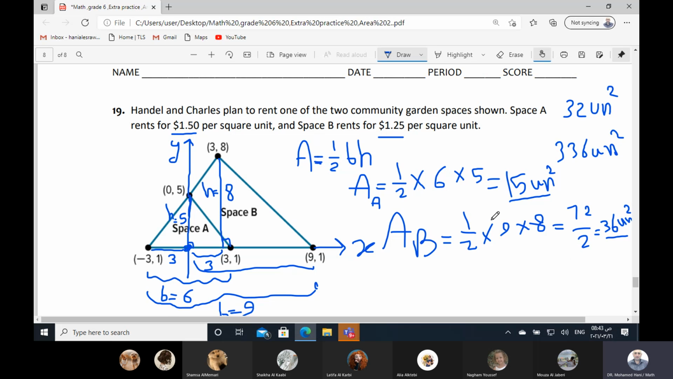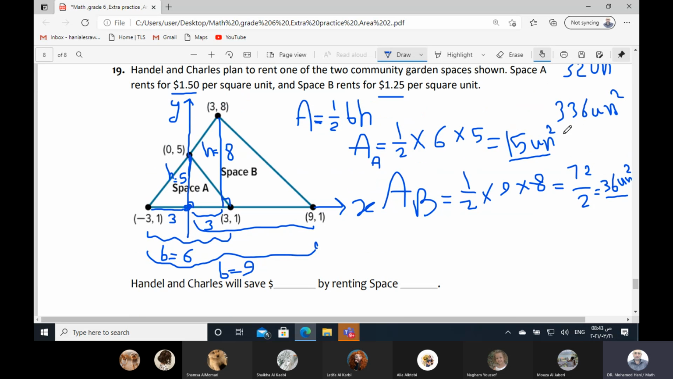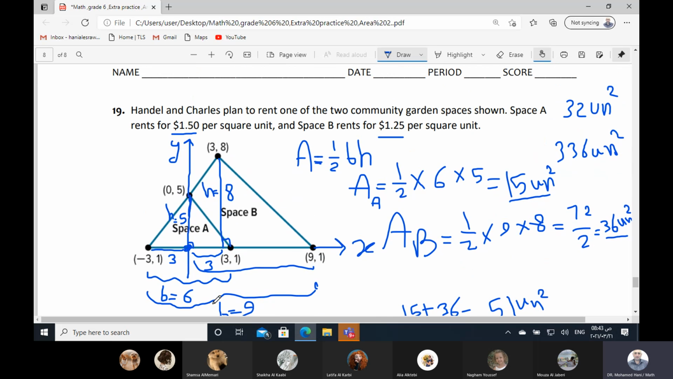How to find the cost of renting the space? We have 15 plus 36. 15 plus 36 will be 51 units squared. But I want to find the amount of the rent. How to find the amount of the rent?